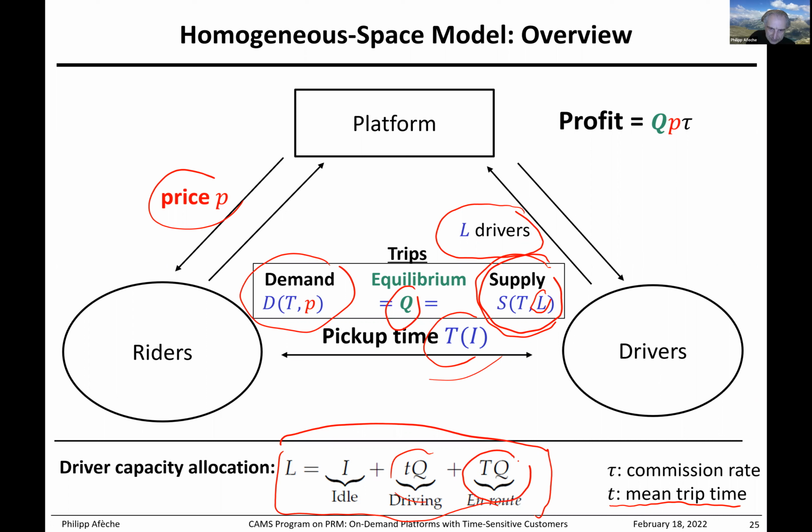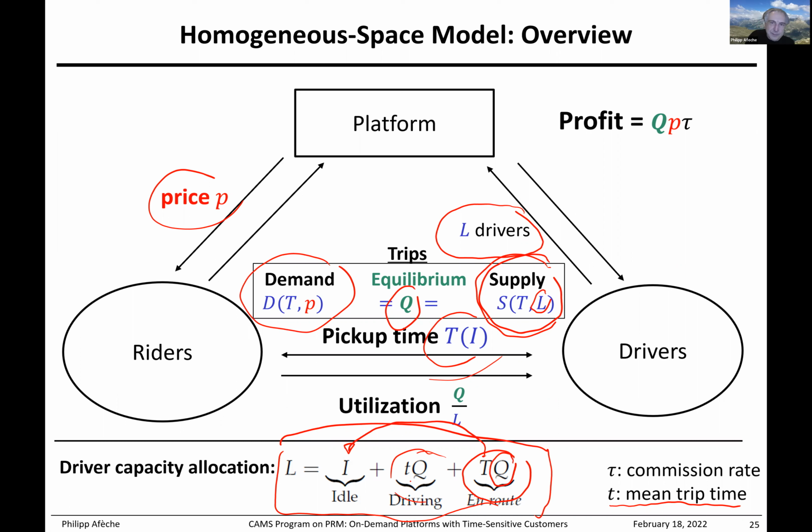And here you have the product of two endogenous quantities: the pickup time, which depends on the idle car density, and the equilibrium trip rate, which also depends on the demand rate. And obviously this is simply through Little's law. We know that this has to hold on average.